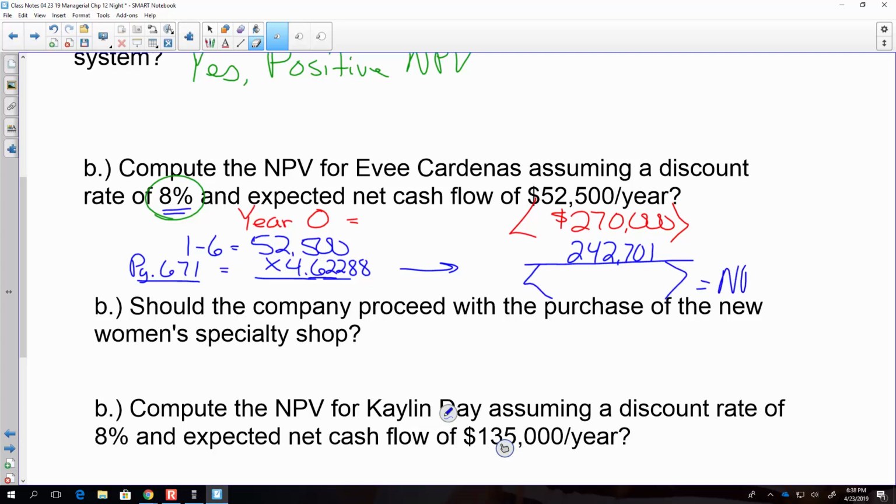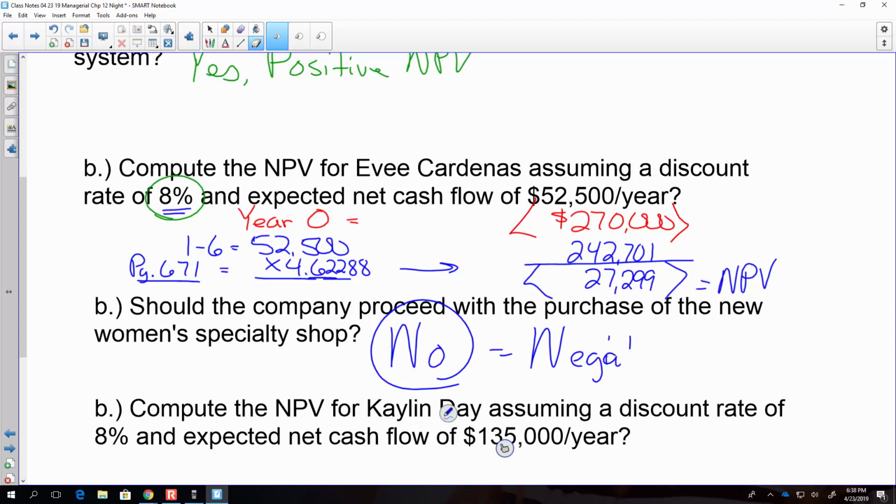So my net present value can be 0, right? Or below 0. It can be negative. Is it negative by 27,299? That sounds better. So should she proceed with the purchase of the new specialty shop? The answer would be no. Negative net present value. Shouldn't proceed. We're not making even the 8% number, right? Not making the 8%.